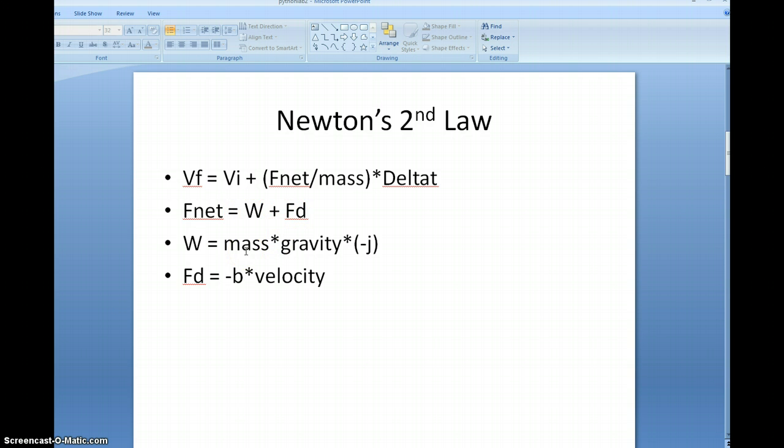The weight force is the product of the mass of the object times gravity times movement in the negative y direction. The drag force is proportional to the velocity times a constant b that will be estimated during the lab.